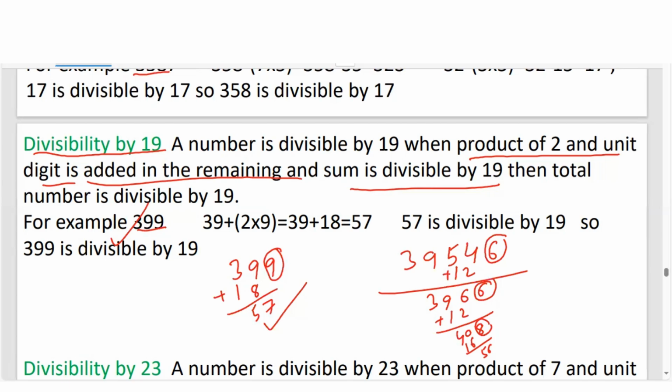In this way, any number is given, you can check by this method, and it is very easy: unit digit multiply by 2 and then the product is added to the remaining number. You repeat the process until you get a smaller number, just like here we got 57, here we got 56. In this way you will get a smaller number, and then you can check whether that number is divisible by 19 or not. Thank you.